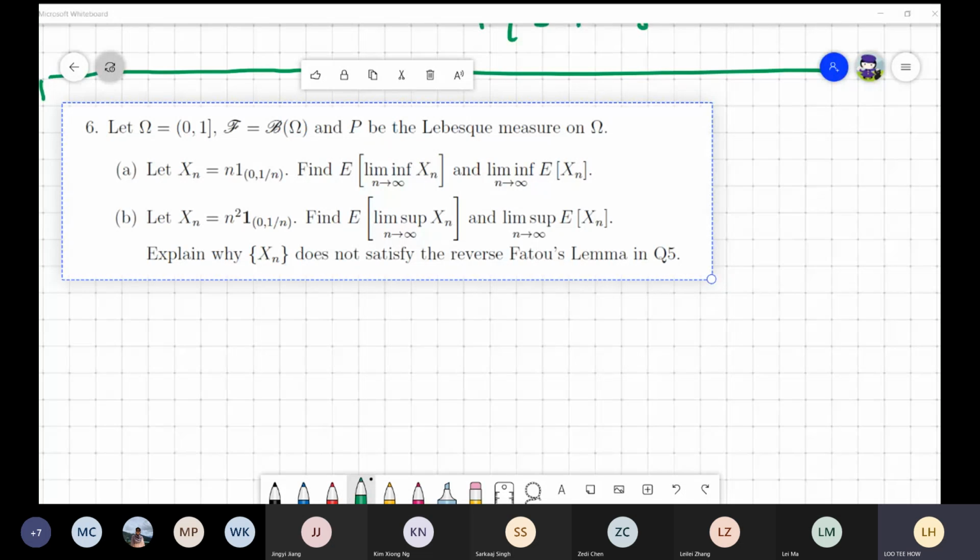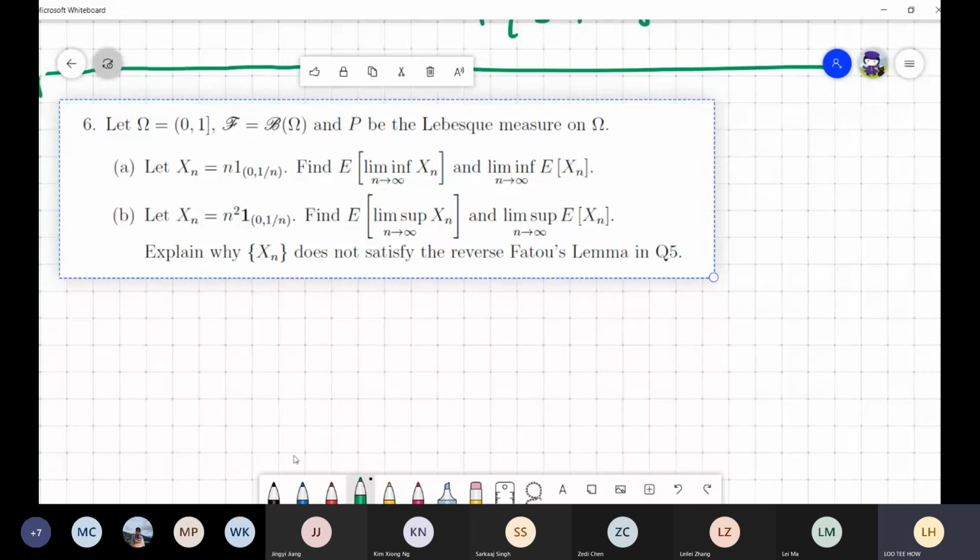Okay, welcome back. So let's continue to the second section for today's lecture. We are still discussing our tutorial. There's one more question: Tutorial 4, question 6.